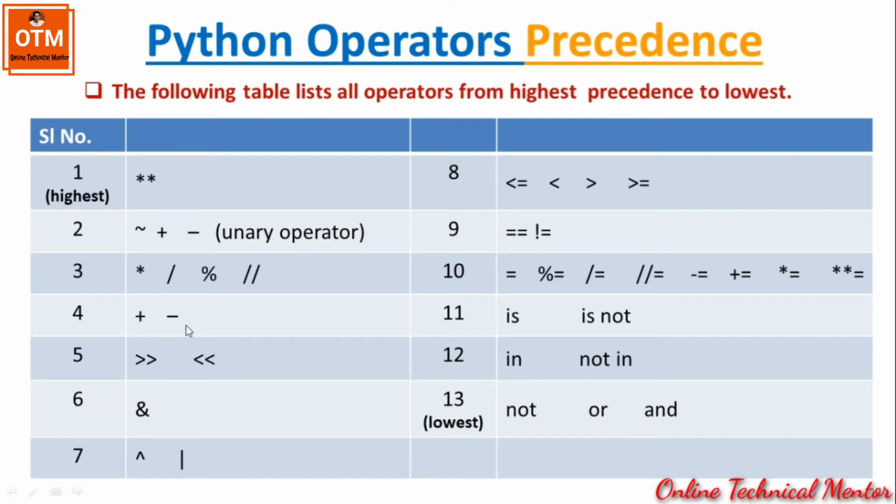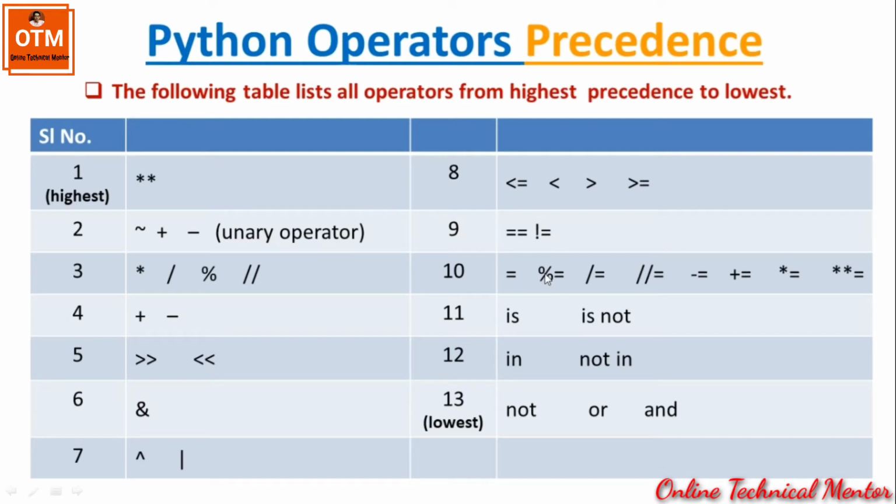Next, the binary plus and minus operators. They have lower precedence than serial numbers 1, 2, and 3. Now if an expression contains exponent, multiplication, and plus, the exponent will be calculated first, then multiplication will be done, then addition. After that, there are the bitwise right shift operator and left shift operator, both with the same precedence. Next, bitwise AND, then bitwise XOR and bitwise OR, which have the same precedence. Next, all the relational operators: less than or equal to, less than, greater than, greater than or equal to. Next to it are the equality operators, that is equal to and not equal to. Now next comes the augmented assignment operators.